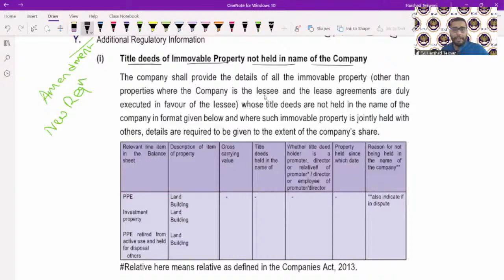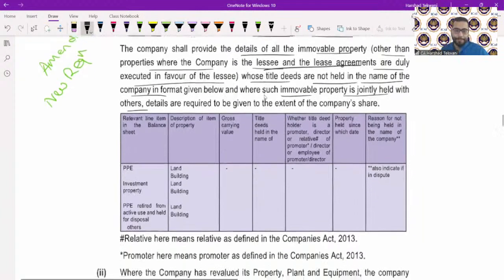So the company shall provide details of all immovable properties, except for properties where the company is lessee and the lease agreements are duly executed in favor of the lessee, whose title deeds are not held in the name of the company, and such immovable property jointly held with others. So you need to provide that particular detail.